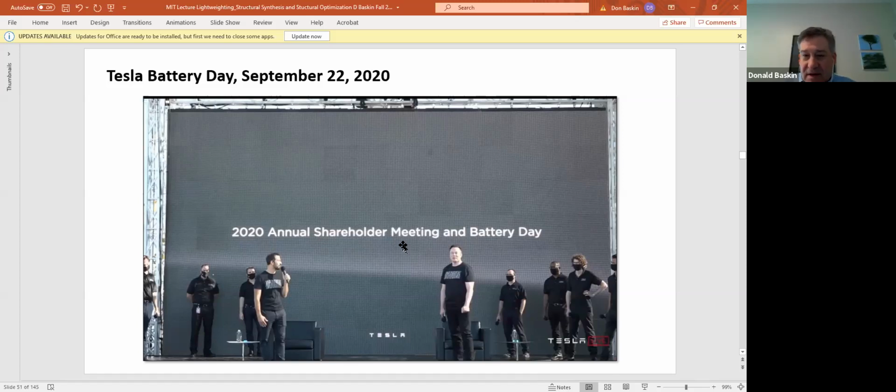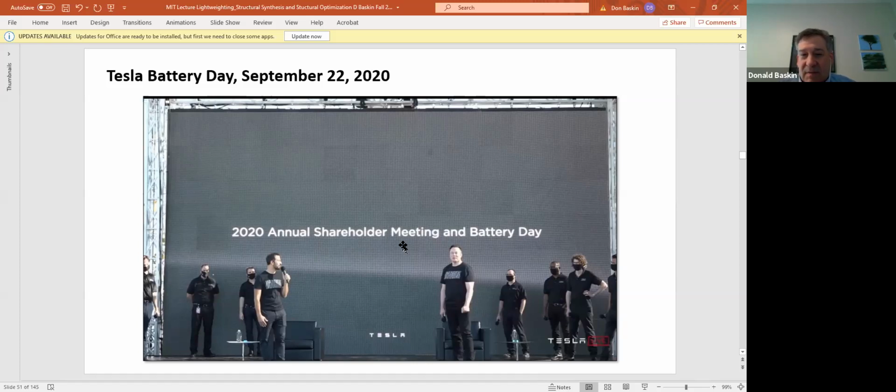Okay. Well, so there was actually a fair amount of discussion about structural optimization and materials during the shareholder meeting, during Battery Day, which was actually quite nice to hear. It turns out actually that the head of materials engineering at Tesla is a former student of Greg Olson's. So Greg Olson is now a professor in your department, the material science department.